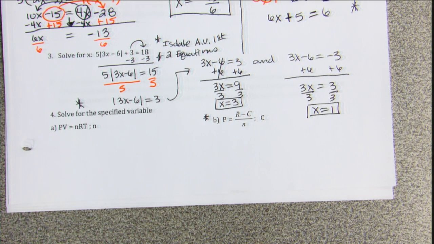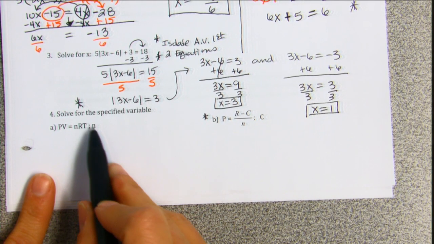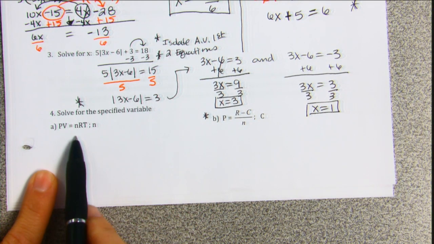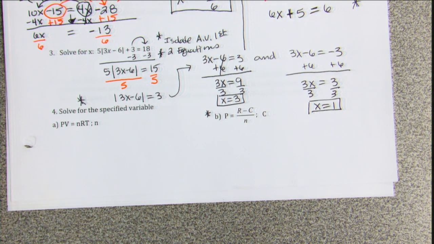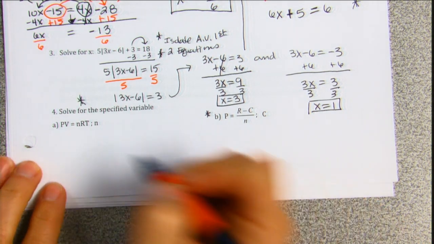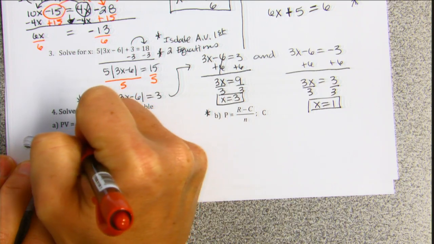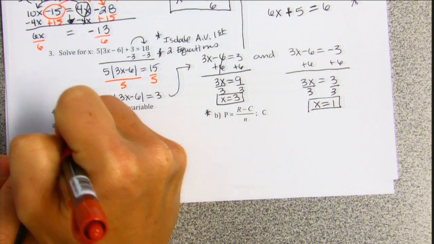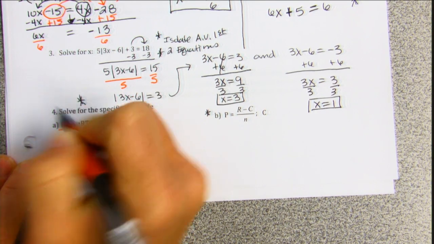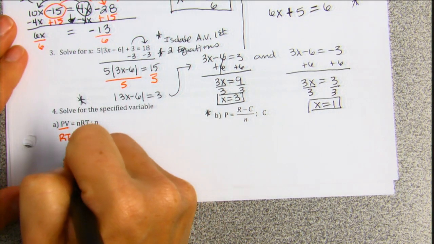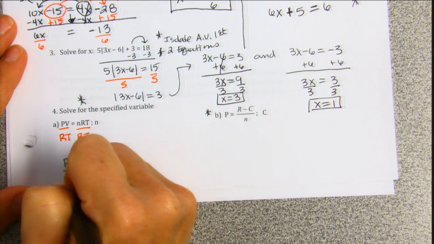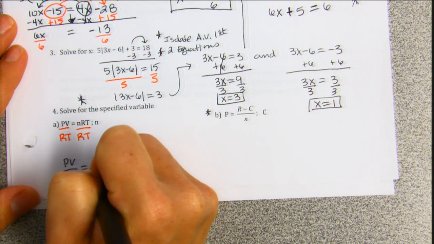So if I want to get N by itself, that's why I have that semicolon and N. If I have N by R by T, that means you're multiplying, right? What's the opposite of multiplying? Dividing. So if I want to get N by itself, I just divide by R and T. So we have PV over RT equals N.